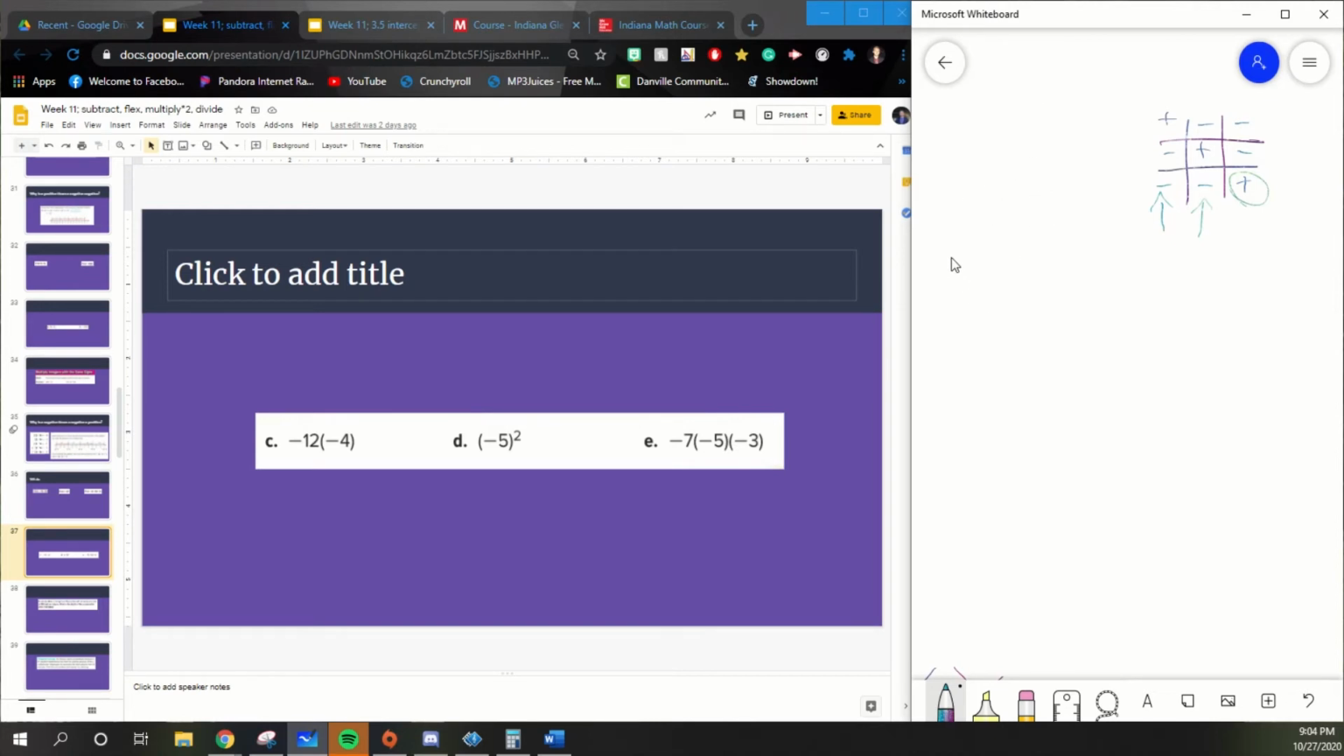All right, let's go ahead and go over these. A negative 12 times a negative 4 is going to give me a positive 48. A negative 5 squared is just negative 5 times negative 5, which gives me a positive 25.